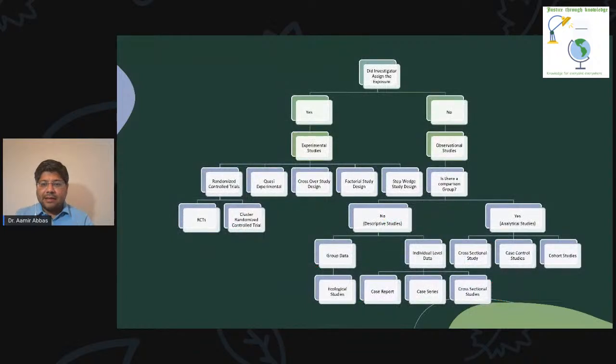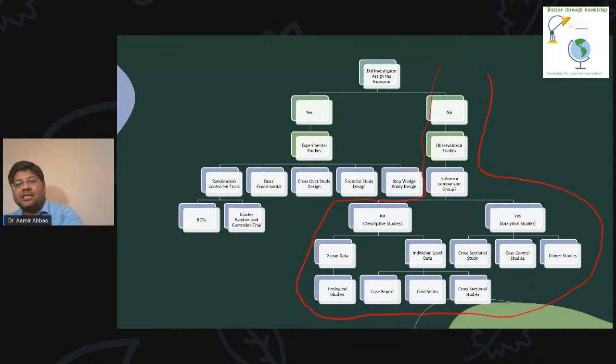Okay, and then everything remains the same over this side of the screen. We explained all of this. The only new addition is that we are going to expand on the experimental studies, in which the investigator assigns the exposure. And the experimental studies can be of different types.